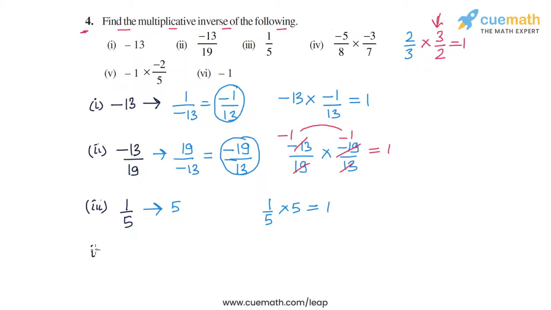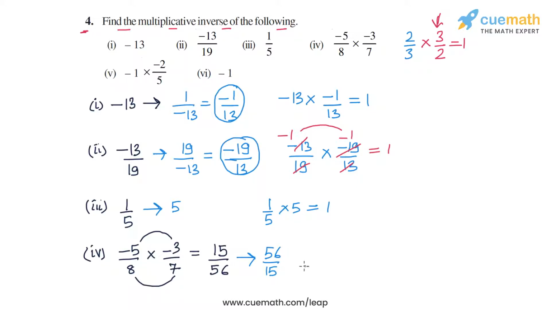In part 4, the rational number is expressed as a product. So we have minus 5 by 8 into minus 3 by 7. So we can first calculate this product. So minus 5 into minus 3 will be equal to 15 and 8 into 7 will be equal to 56. So we have 15 by 56 as our original number. The multiplicative inverse of this number will be 56 by 15.